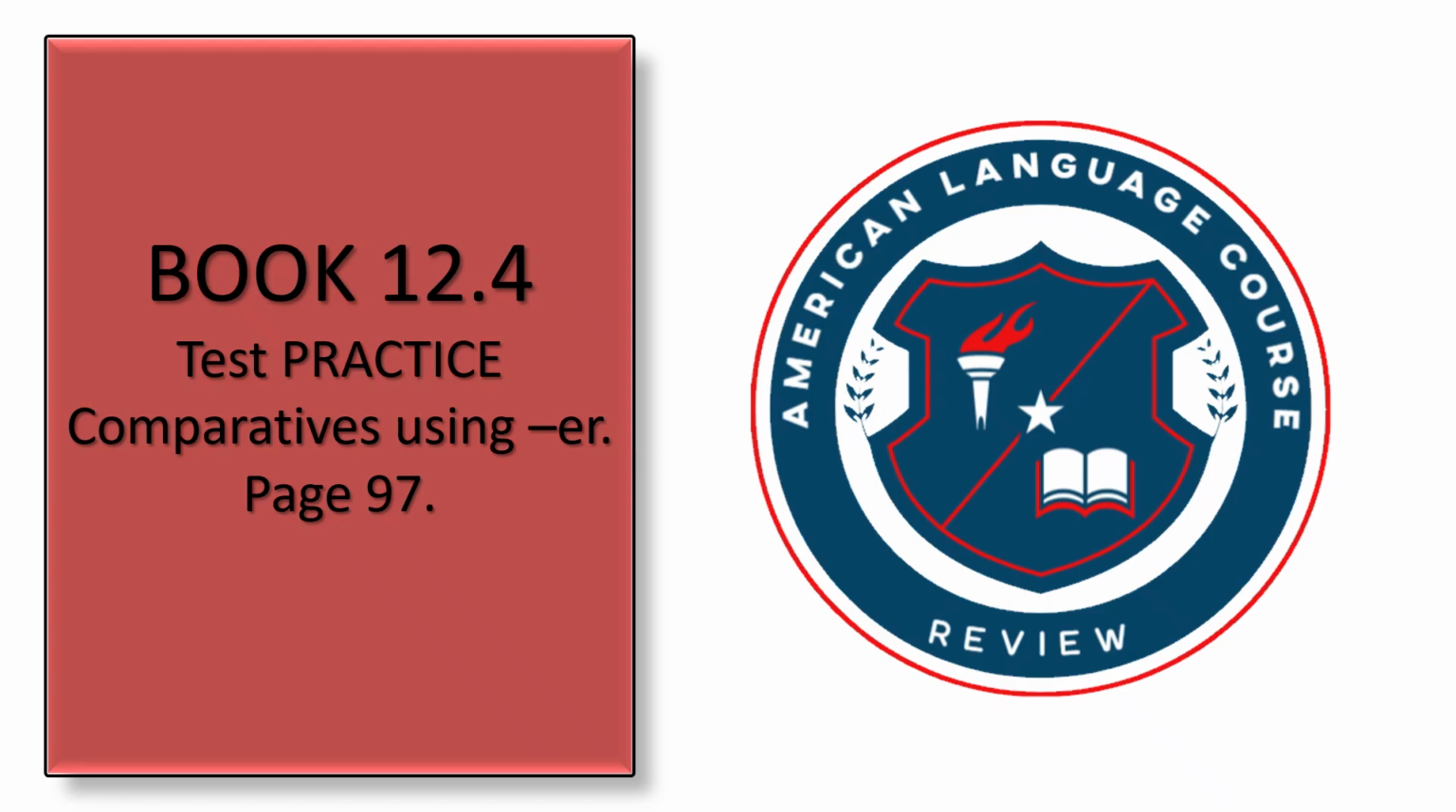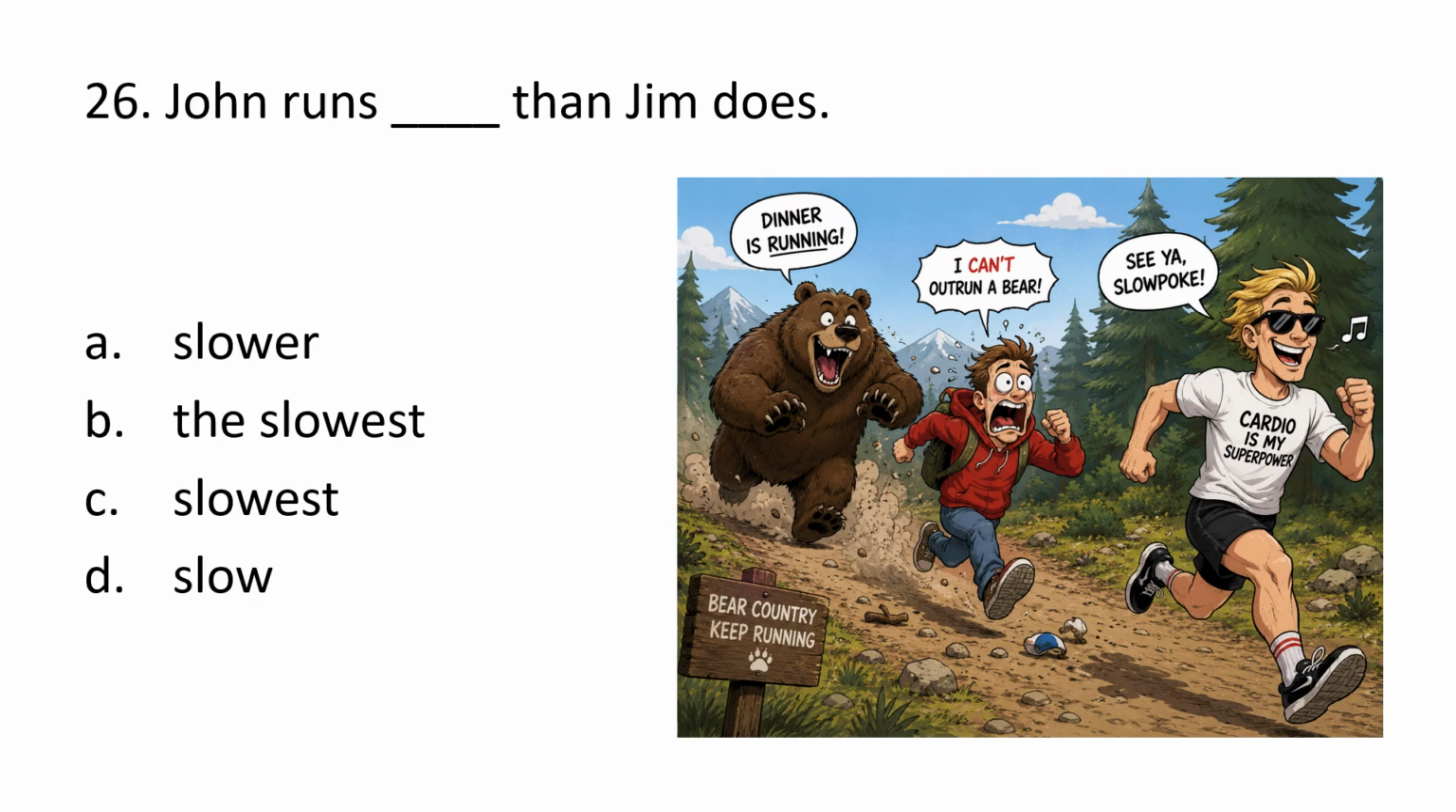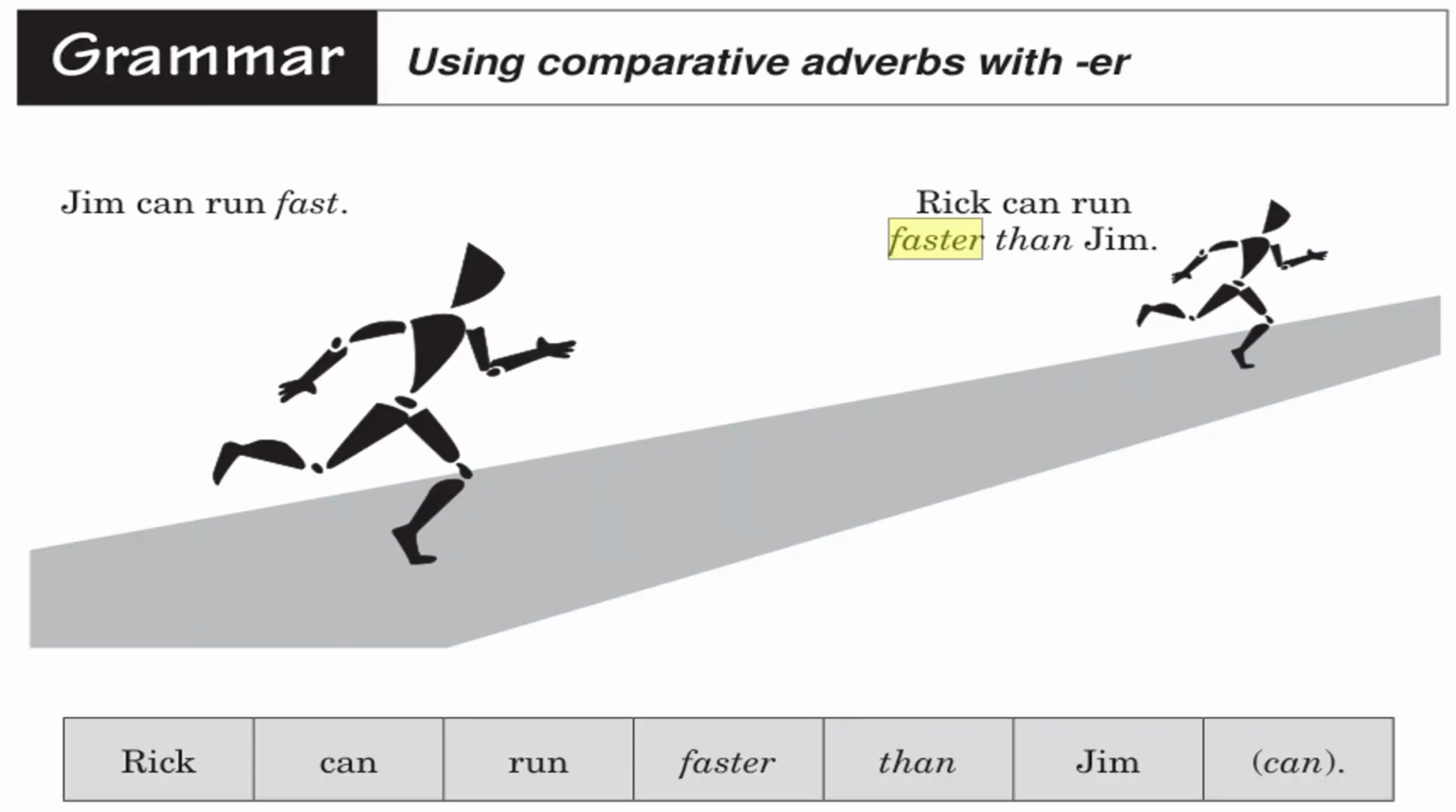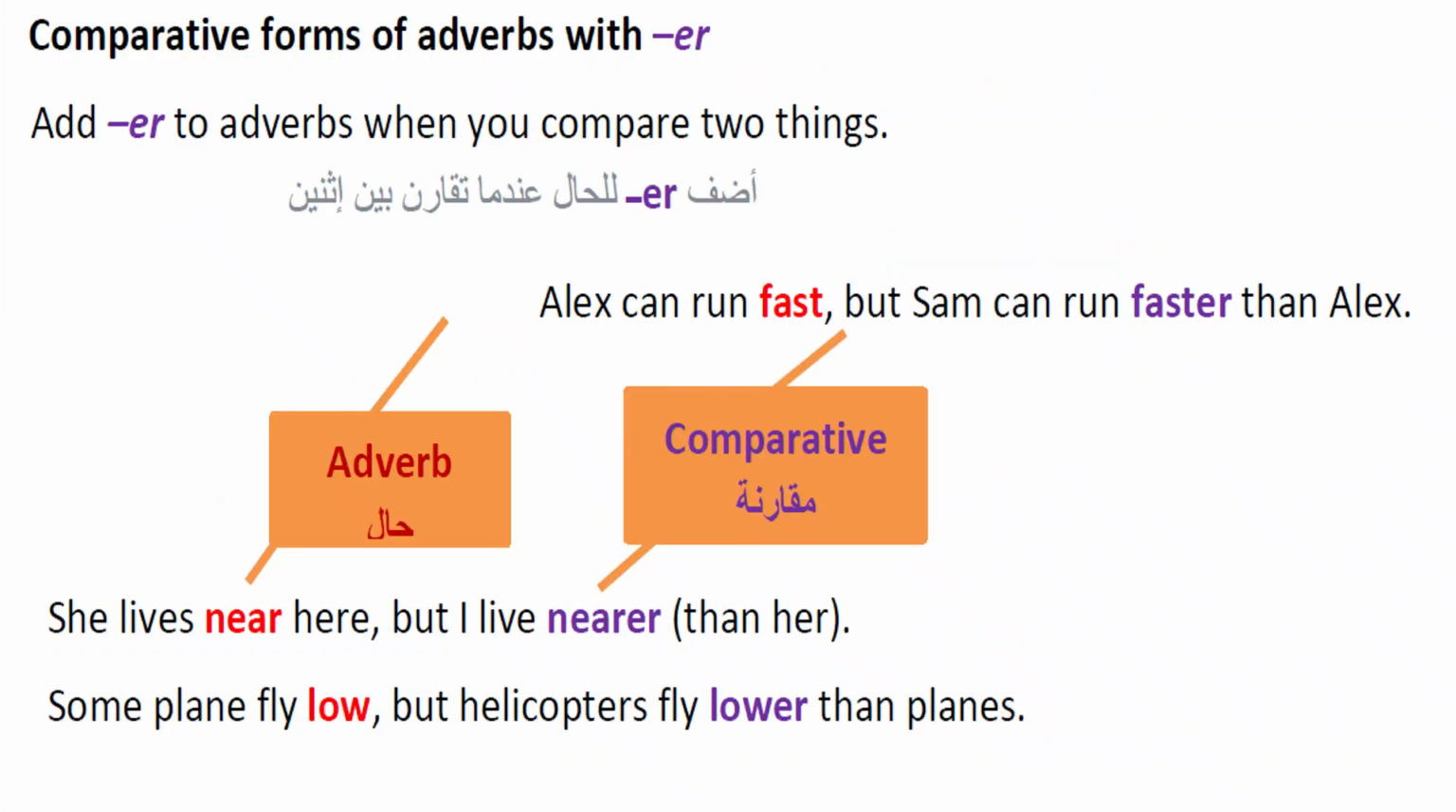Book 12, Lesson 4, Test Practice. Comparatives using ER. John runs slower than Jim does. Grammar using comparative adverbs with ER.